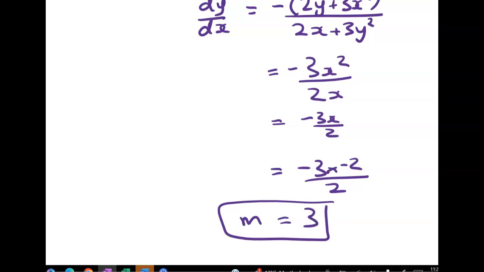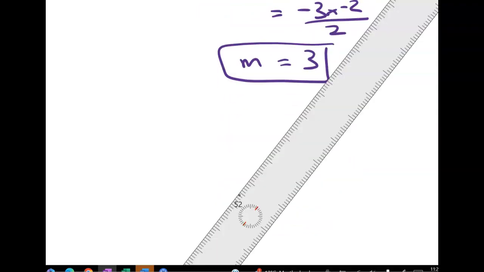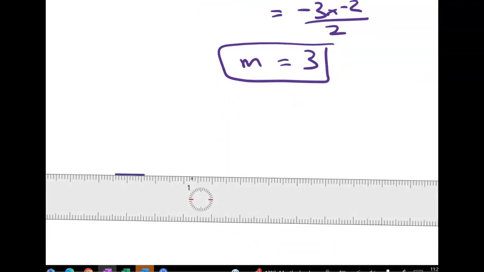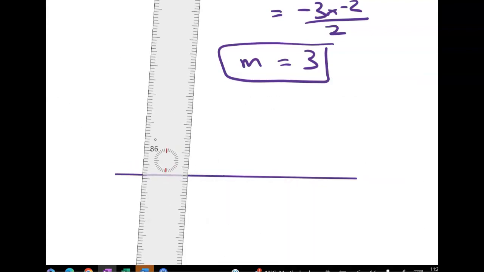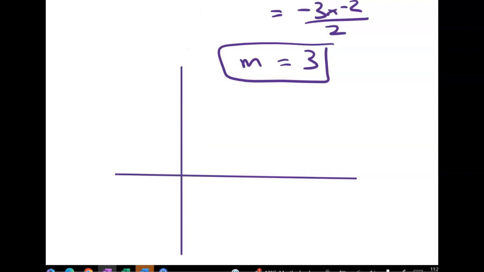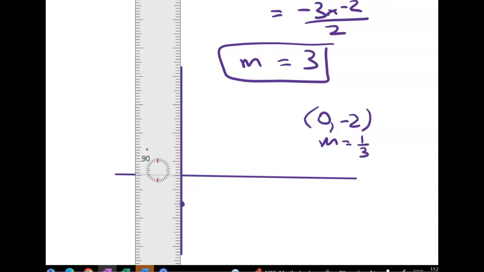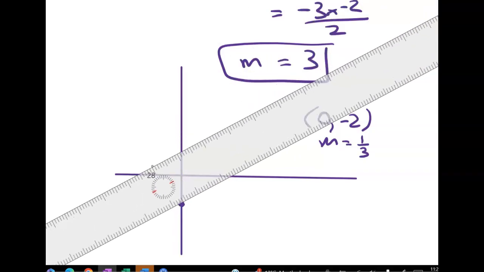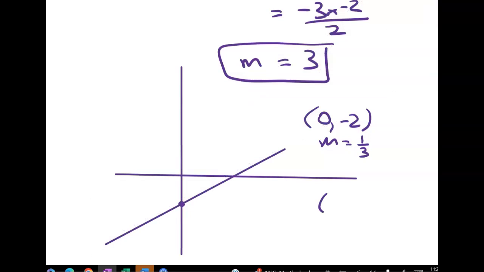And then I did a very quick sketch to see what was going on. So if we just draw in a set of axes, some of you won't need to do this, but I think for most people this will help you understand what's going on. We've got the tangent that goes through (0, -2), and we know that that's got a gradient of 1/3. So we can draw that in. X is 0, y is -2. We've got a line that looks like this. And at (-2, 0), we've got a gradient of 3.